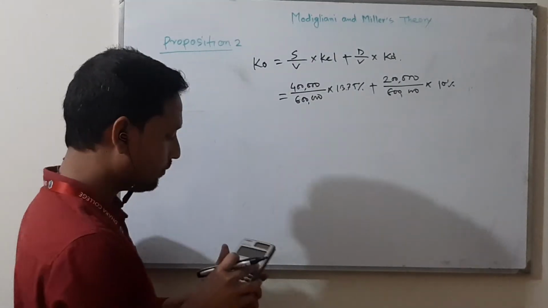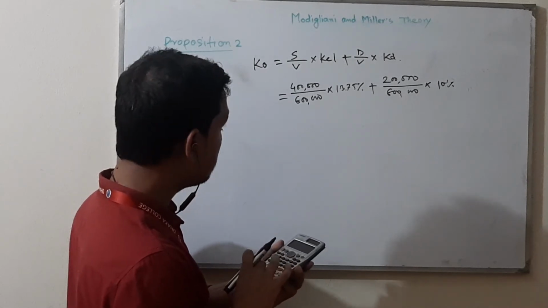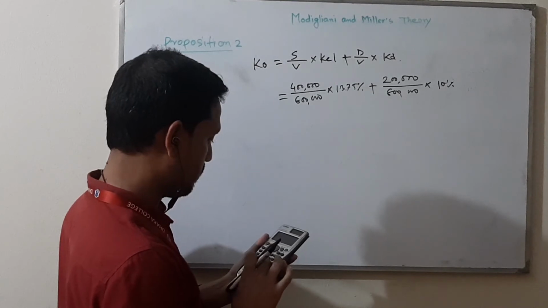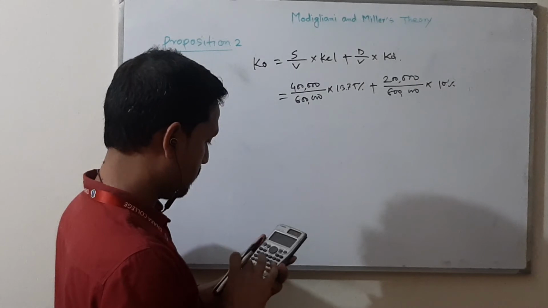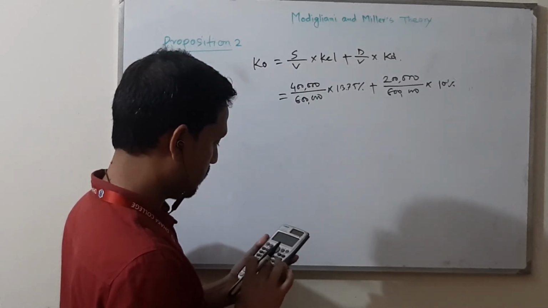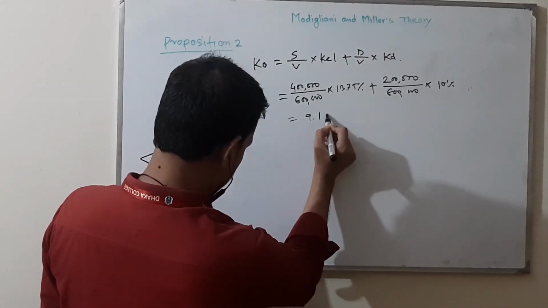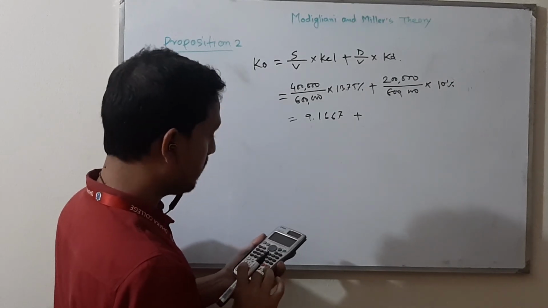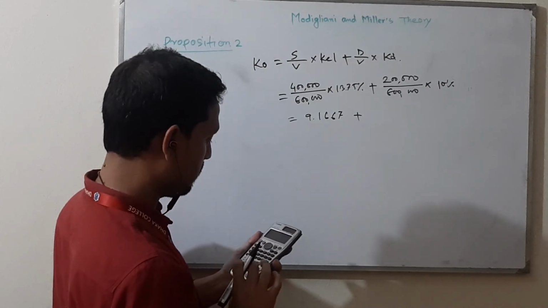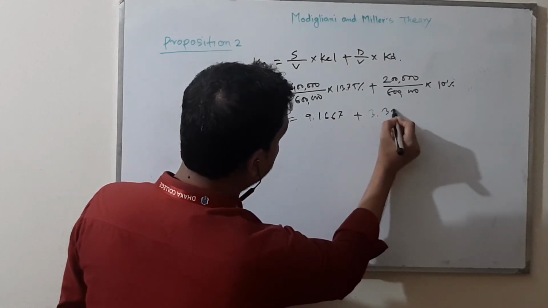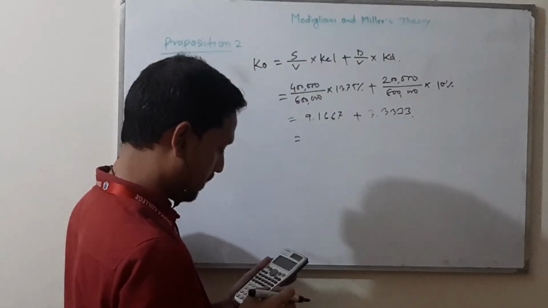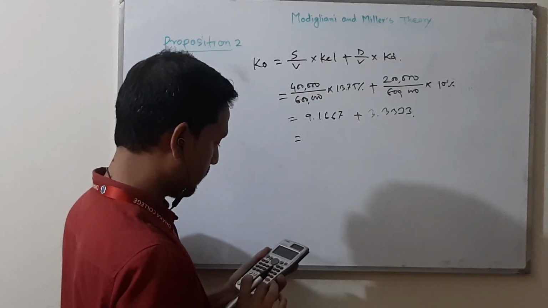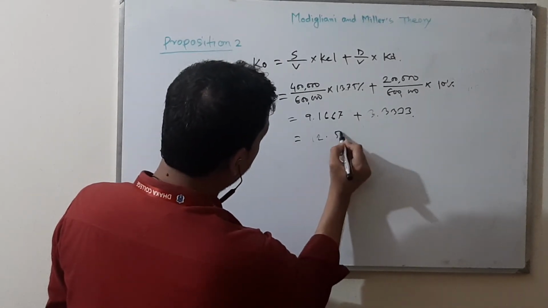Okay, dear students, we calculate this. It is 9.1667, say, then 2 divided by 6 into 10, I mean 3.3333. So 3.3333 plus 9.1667, so 12.50%.